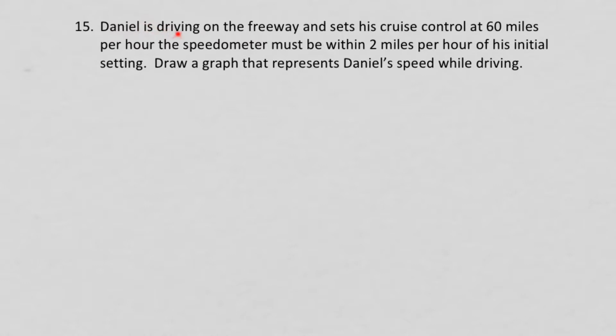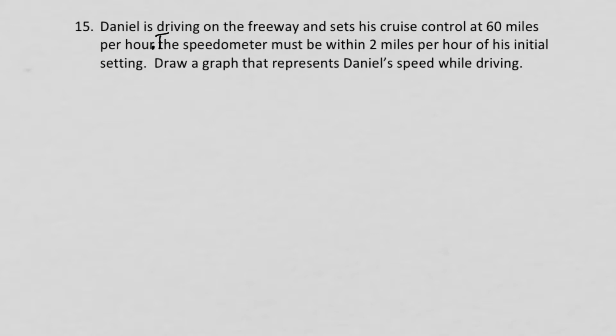15. Daniel is driving on the freeway and sets his cruise control at 60 miles per hour. The speedometer must be within 2 miles per hour of his initial setting. Well, first of all, this is a run-on sentence. Period. The speedometer must be within 2 miles per hour of his initial setting. Draw a graph that represents Daniel's speed while driving.